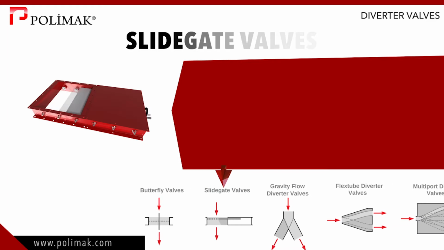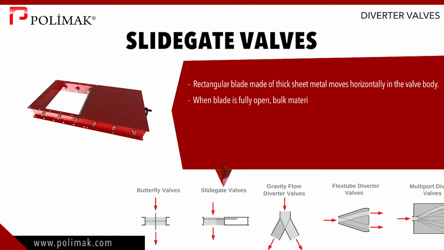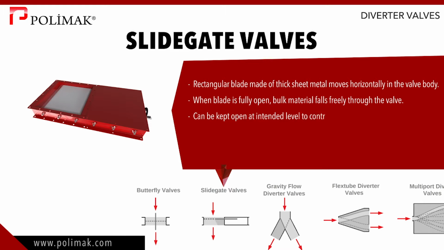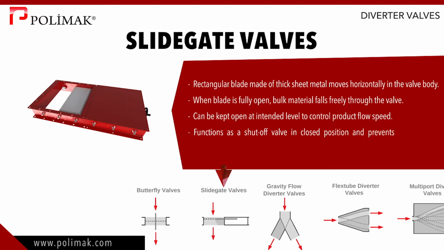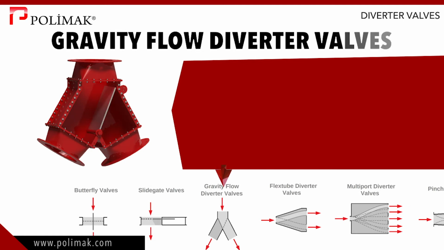In slidegate valves, a rectangular blade made of thick sheet metal moves horizontally in the valve body. When the blade is in fully open position, bulk material in powdered or granular form falls freely through the valve. It can also be kept open at intended level to control product flow speed. It functions as a shutoff valve in closed position and prevents the product flow completely with the aid of proper sealing.